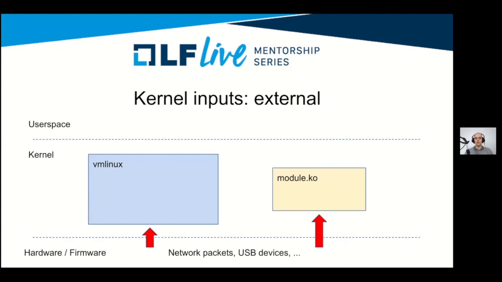But then if you think more about it, we also have some external inputs. Something that I already mentioned is if the kernel receives a network packet, it's supposed to parse it. If you have a new USB device connected, it's going to send some data to the kernel. And we have a lot of different other external buses. And in certain cases, firmware can also interact with the kernel and send some external inputs to it. And this is also a target for our fuzzing.